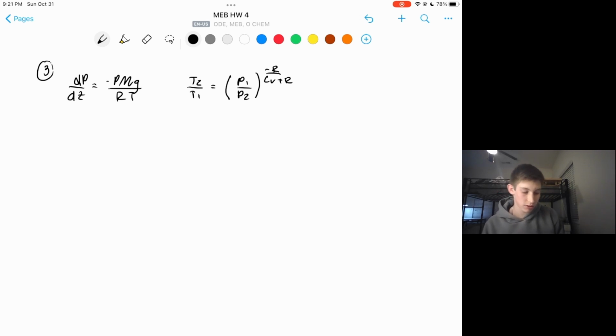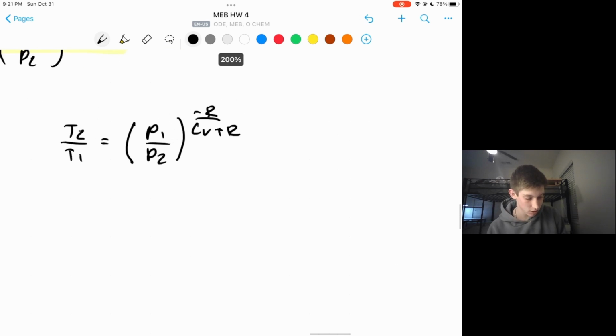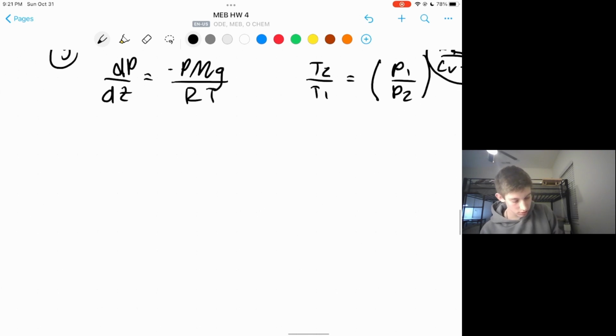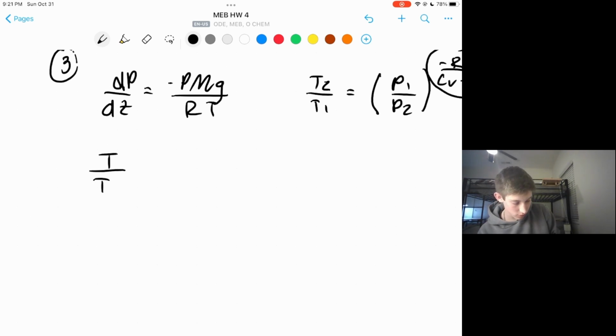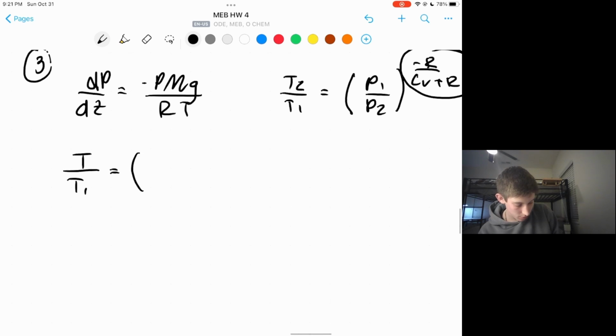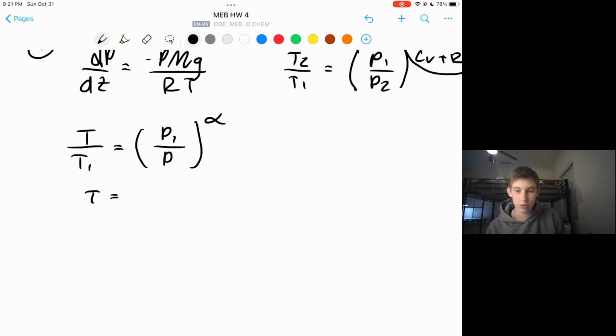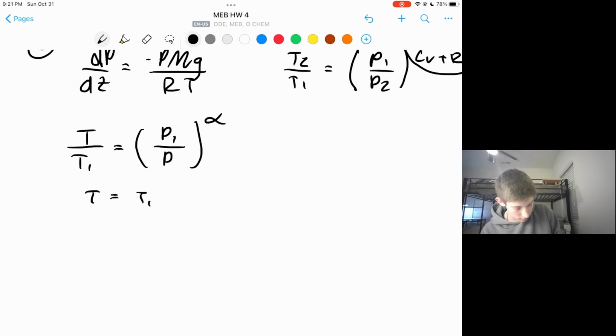So first, we're going to look at this equation here. We're going to call T2 and P2 just T and P respectively, and we're going to use just a little substitution and call this, we're just going to call that alpha. So with that, we have T over T1 equals P1 over P raised to the power alpha. To get temperature by itself, we multiply both sides by the first temperature, and that is multiplied by this.